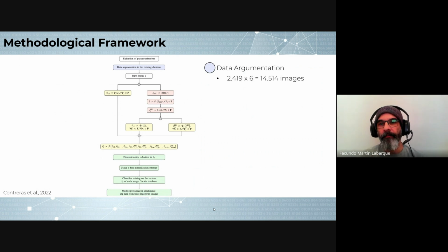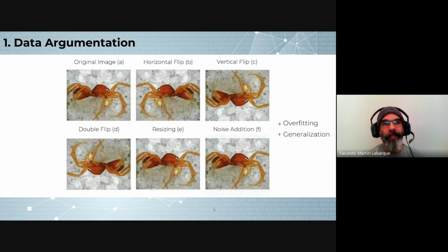To start, we processed about 25,000 images. We did augmentation of them, adding 6 different treatments per image. In this data augmentation, as you may see here, we have the original image. Then we flip this image in all the possible ways. Then we resize the image. And finally, we did a noise addition to the image. All this data augmentation was with the purpose of reducing the overfitting of the model, and of course, to increase its generalization.